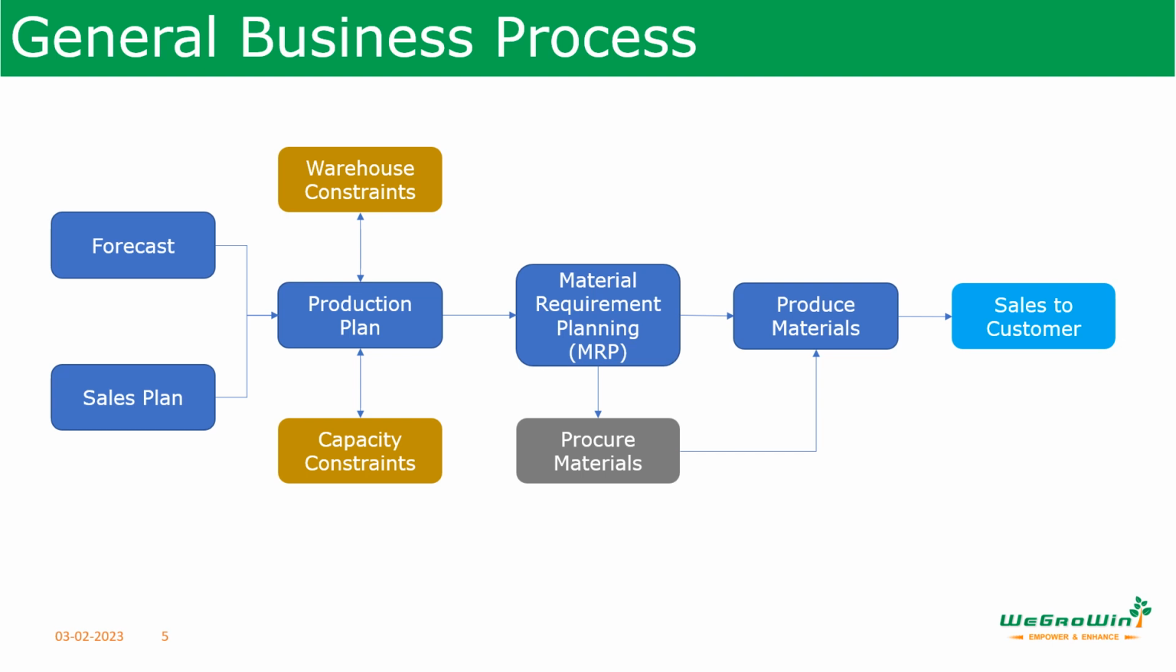Considering these things, an affordable production plan will be created. Based on this, MRP, material requirements planning, will run. Based on this MRP output, materials will be procured from outside, stock will be received, and those things will be used to produce the finished product. This product will be sold to the customer. This is a general business process. In this, the input coming from the market, the forecast and sales plan, is called the demand, and it will also come in the form of sales orders.